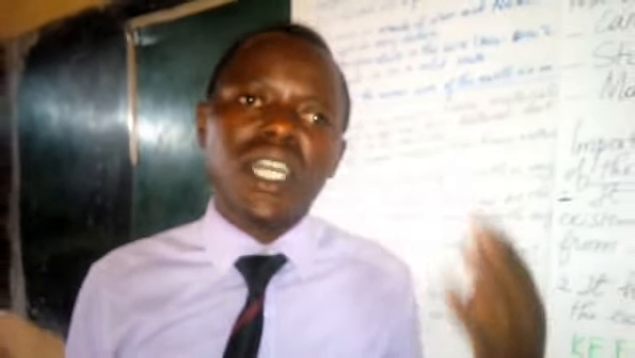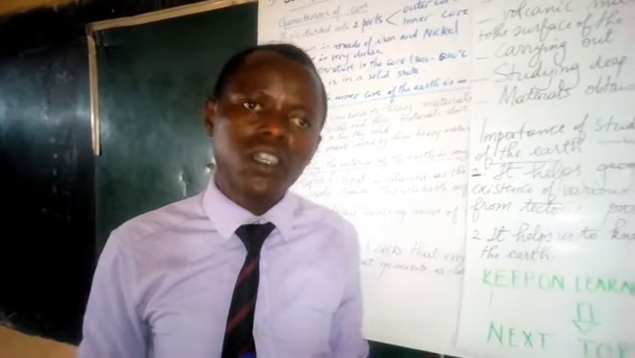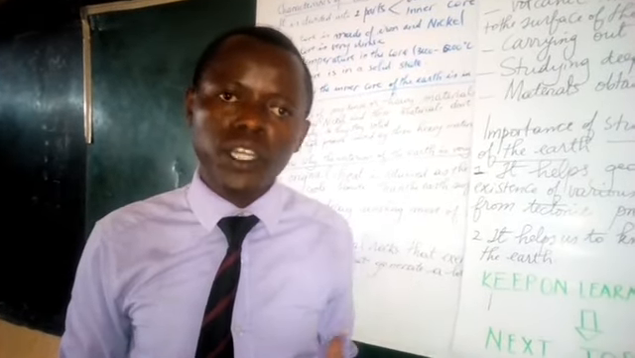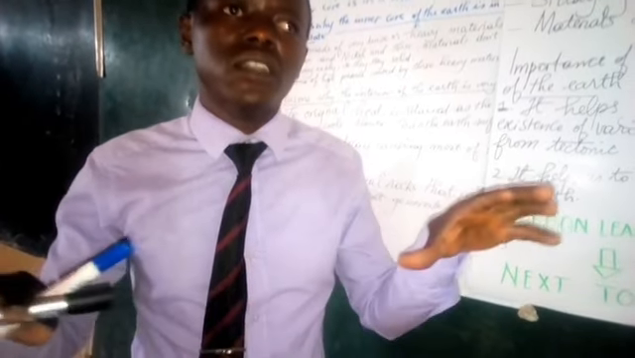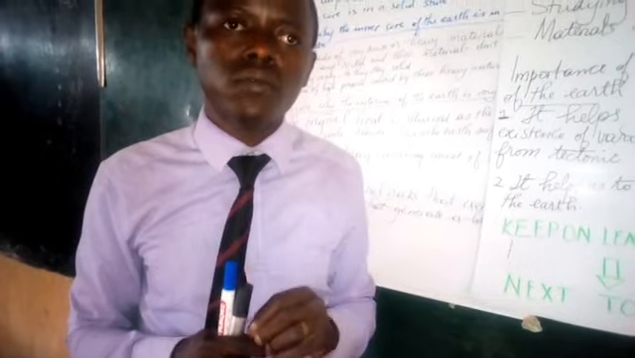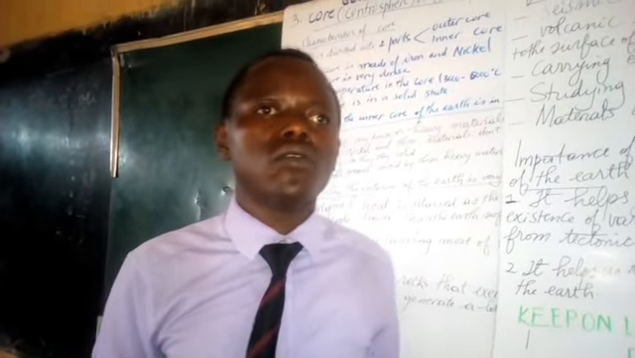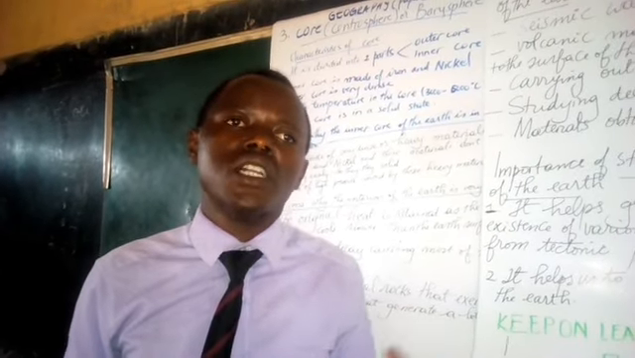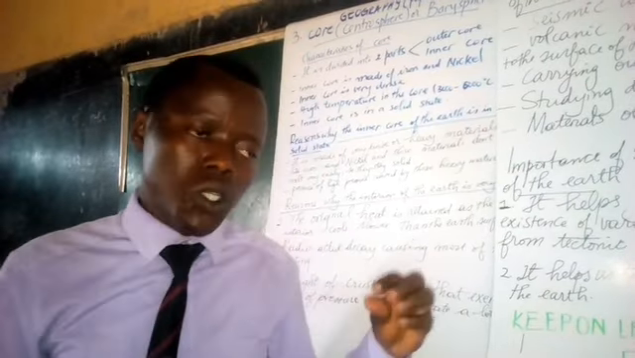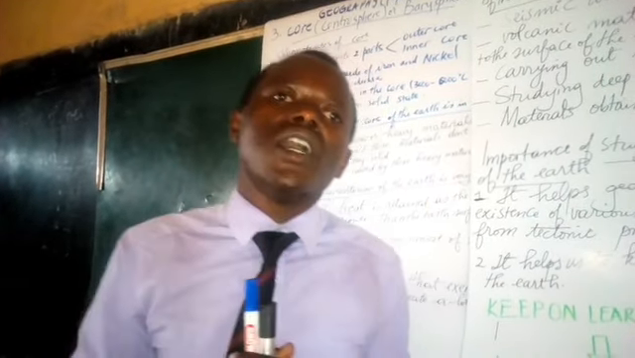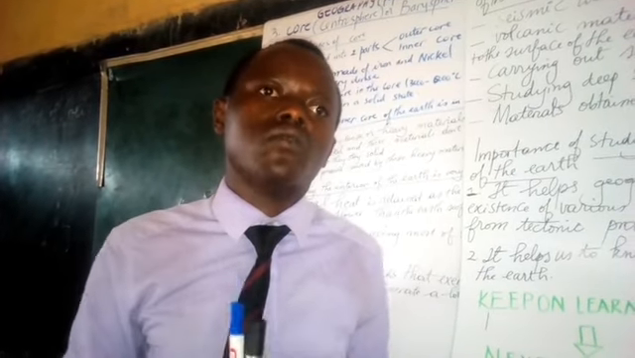Geographers study the internal structure of the earth. It helps them to explain the existence of physical features that are found on the surface of the earth. For example, let's talk about volcanic features like a volcano, a lava plateau, or any other volcanic features that are formed on the surface of the earth.